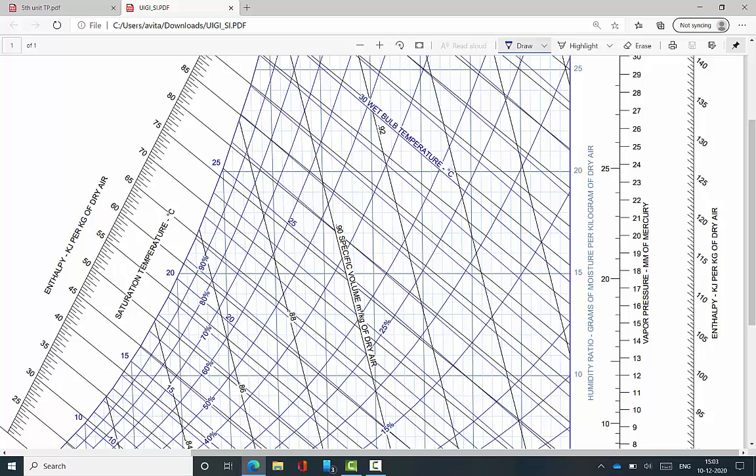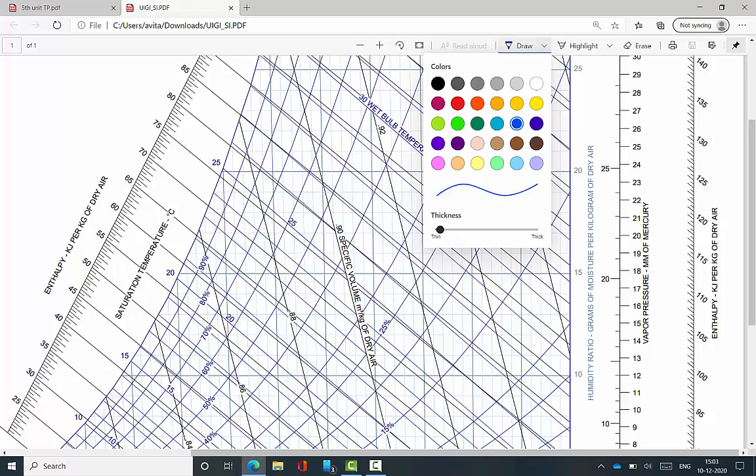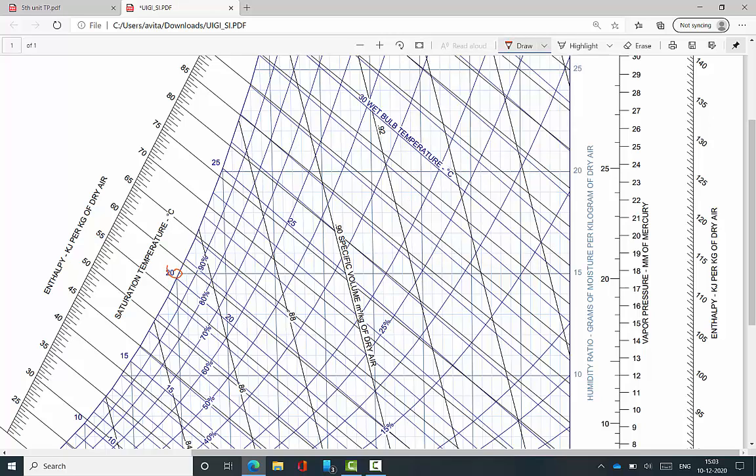If you have a point in between two lines in the chart, they have mentioned different values. For example, for wet bulb temperature they are giving 20 and 25, but I need wet bulb temperature 22. I approximately say this is the wet bulb temperature of 22. Similarly, the relative humidity lines are 50 and 60, but I need 55. That line lies in between like this. I can approximately assume, or I can draw that in between values. Okay, you can understand this concept.